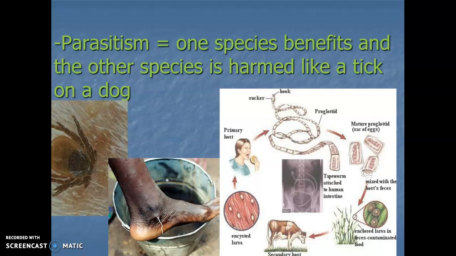So when you're talking about parasites, you could be talking about an endoparasite and an ectoparasite. So an ecto is one that's going to leave, so kind of like a mosquito, and an endo is one that's going to stay inside, kind of like this tapeworm.